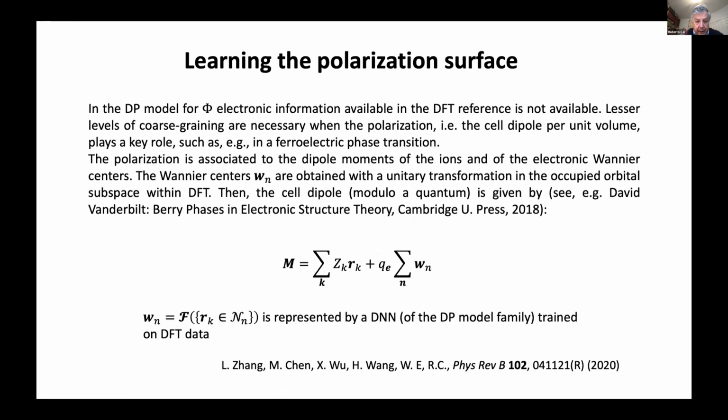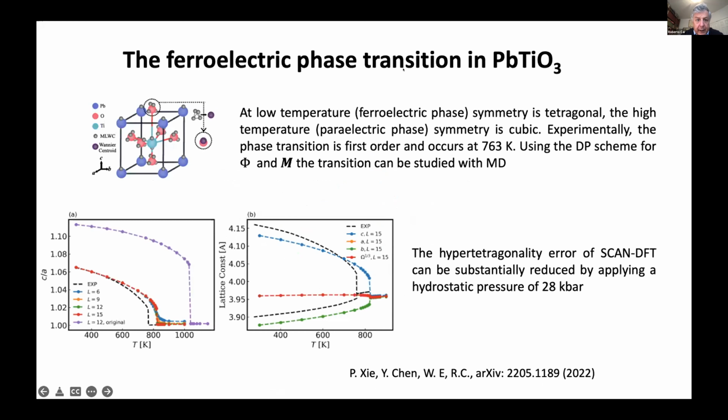Now, let me just very quickly go to, well, we already mentioned the polarization surface. Knowing the polarization surface, we can study, for instance, ferroelectric phase transitions. And the ferroelectric phase transition was studied in lead titanate recently by Pinchen Shi and other people here. You can see in the system, this is a perovskite, and in this perovskite, there is experimentally a first order transition at 763 K. Using the deep potential scheme for the potential energy surface and the polarization, the transition can be studied with molecular dynamics.